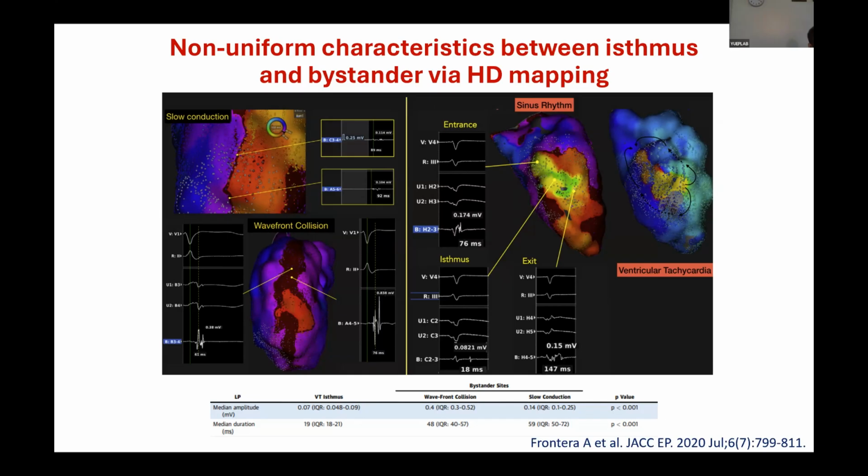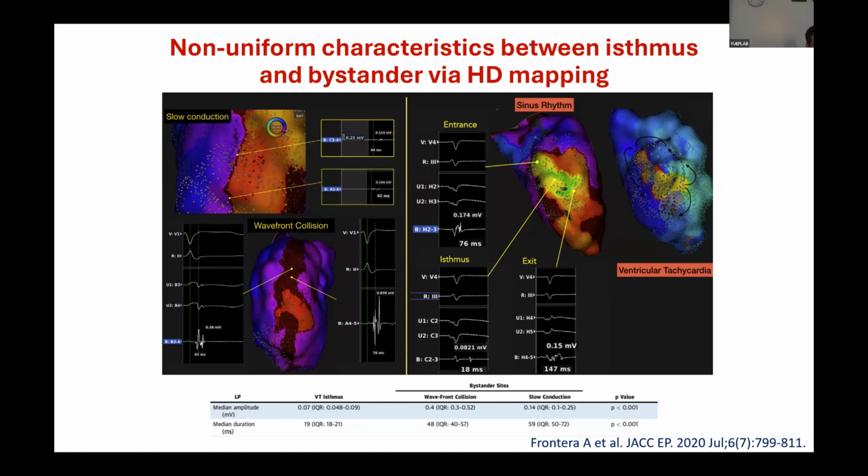So one part will be close to the entrance, one part will be close to the exit. I didn't show the study, but they were comparing the conduction velocity. Actually, for the majority of VTs, the speed depends on the entrance and also the exit. The VT isthmus conduction velocity is relatively fast. So therefore, it will bring two different parts of the morphology.